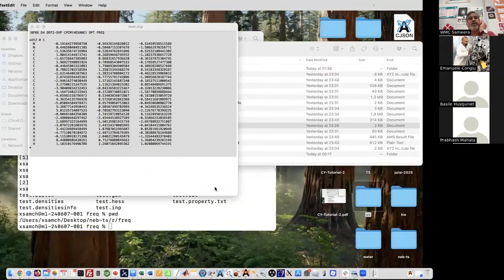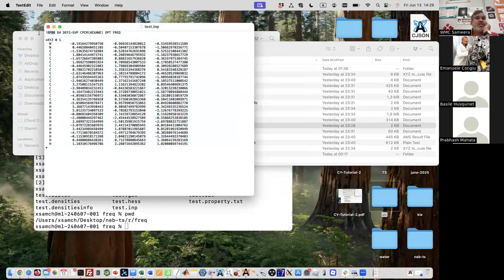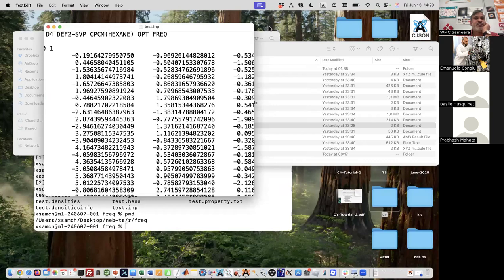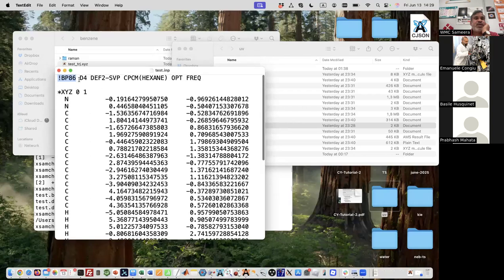Here you have the BP86 density functional, and then D4 is the empirical dispersion correction, and the basis set. If you do structure optimization and frequency, here you have a new keyword. This keyword defines the solvent. Sometimes when you do computations, you can apply solvation effects. You can apply solvation effects in two ways.